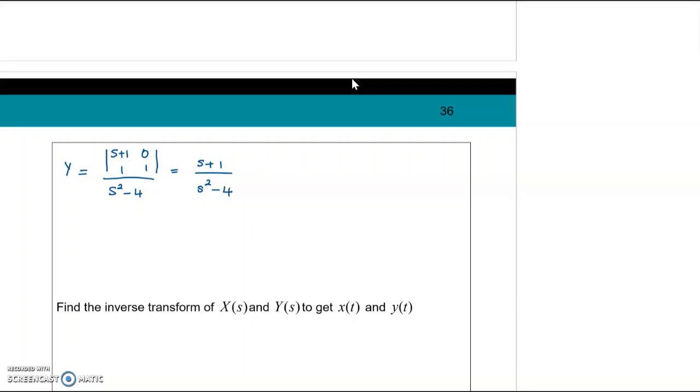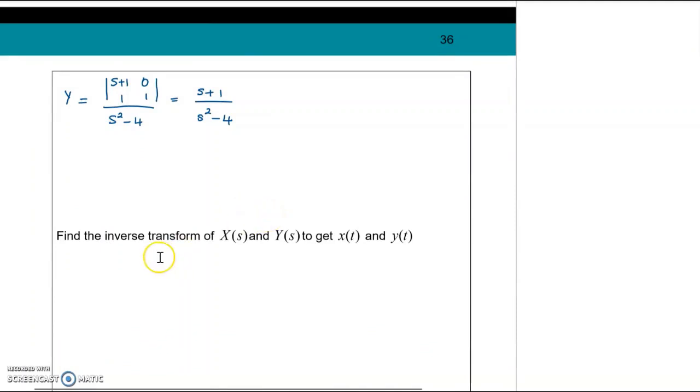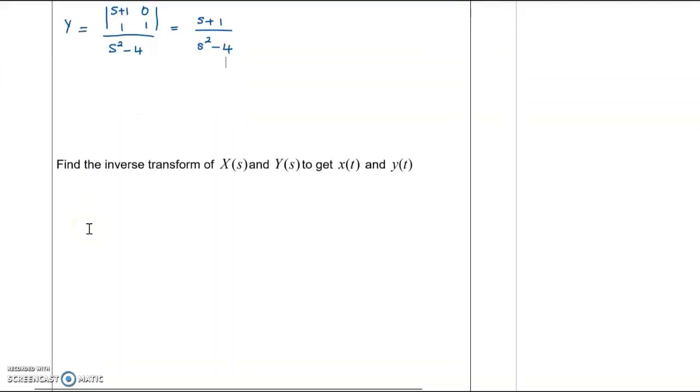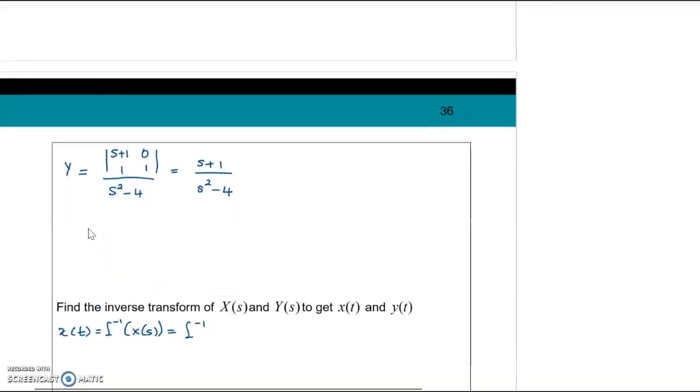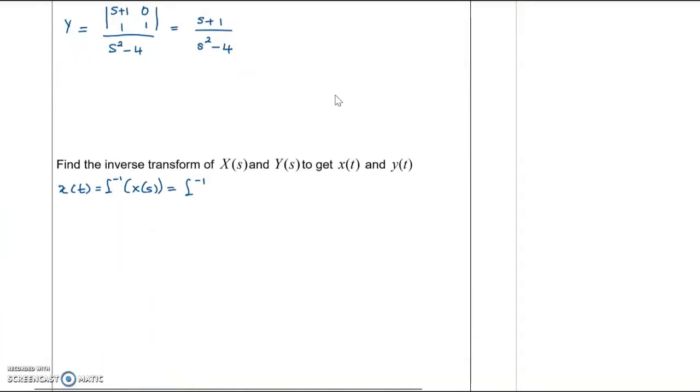To get x(t) and y(t), we need to find the inverse transform of X and also the inverse transform of Y. So x(t) is the inverse transform of X(s), which is the inverse transform of what we have here, negative 3 over s squared minus 4.